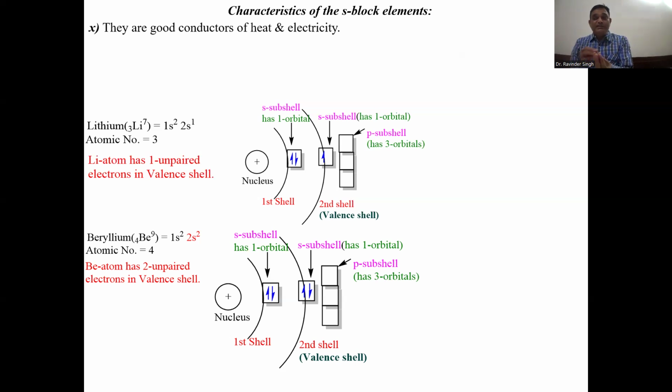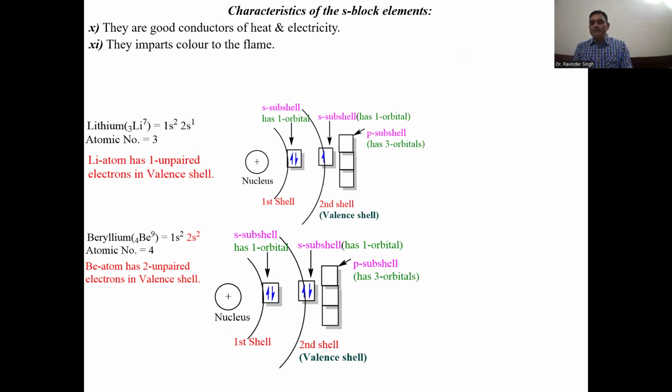And as there are free electrons in the lattice of these S block and the P block and the other metals, they are good conductors of electricity. They are good conductors of heat and electricity. So the S block elements, because they have free electrons in their crystal lattice, these free electrons can move easily, so they are good conductors of heat and electricity. So S block elements are good conductors of heat and electricity.